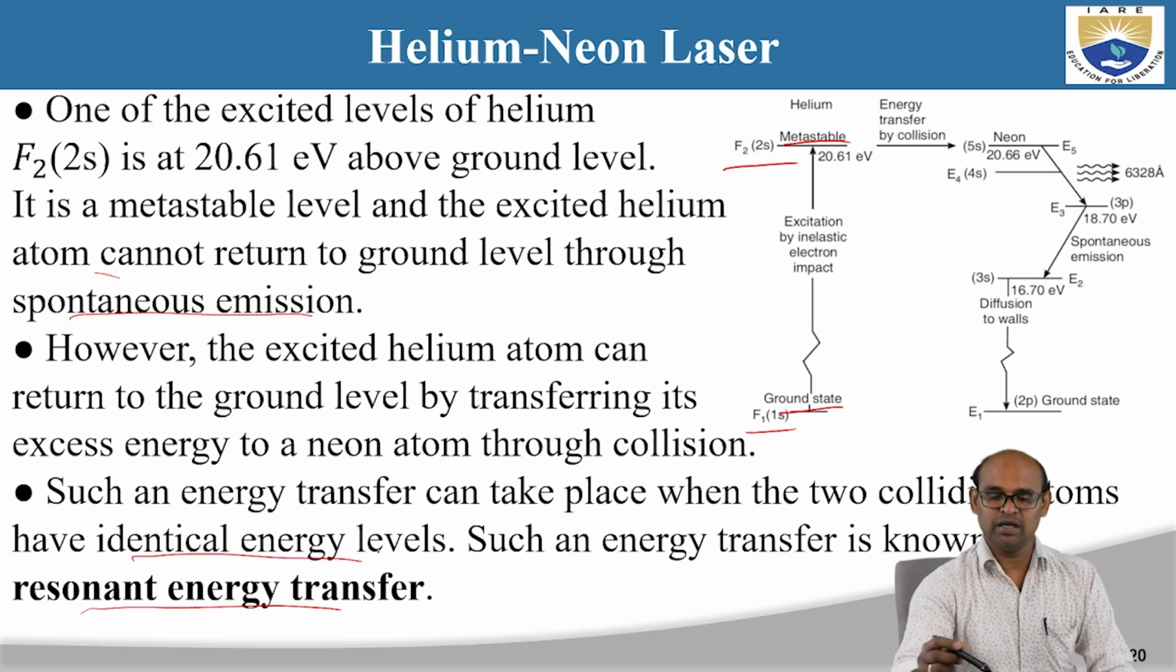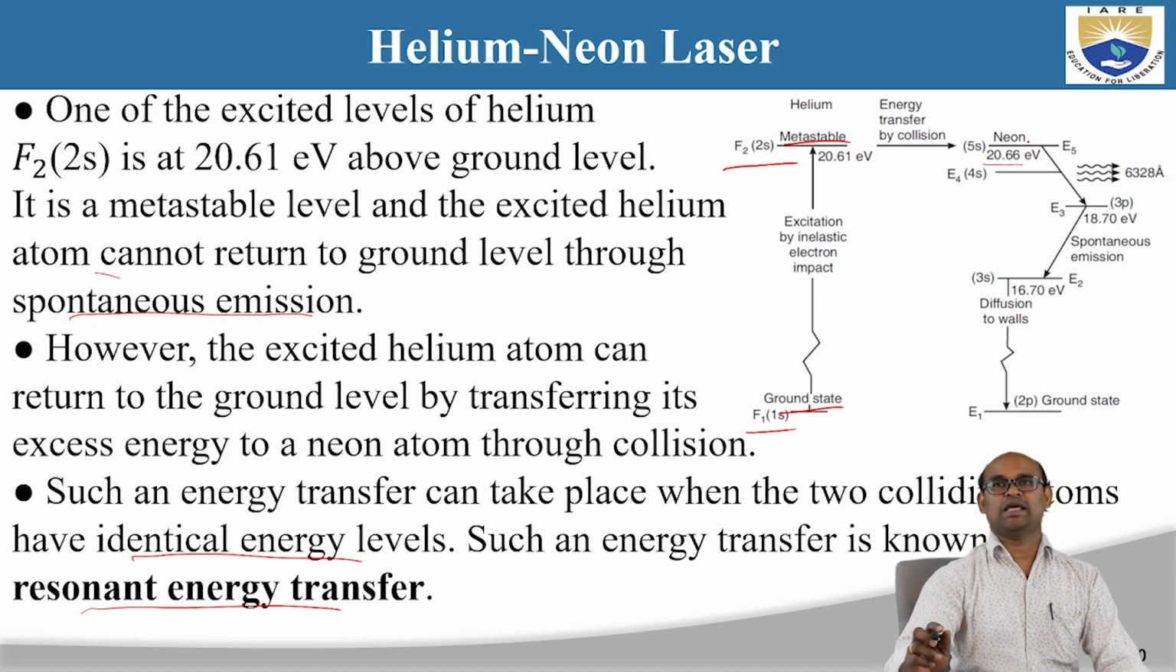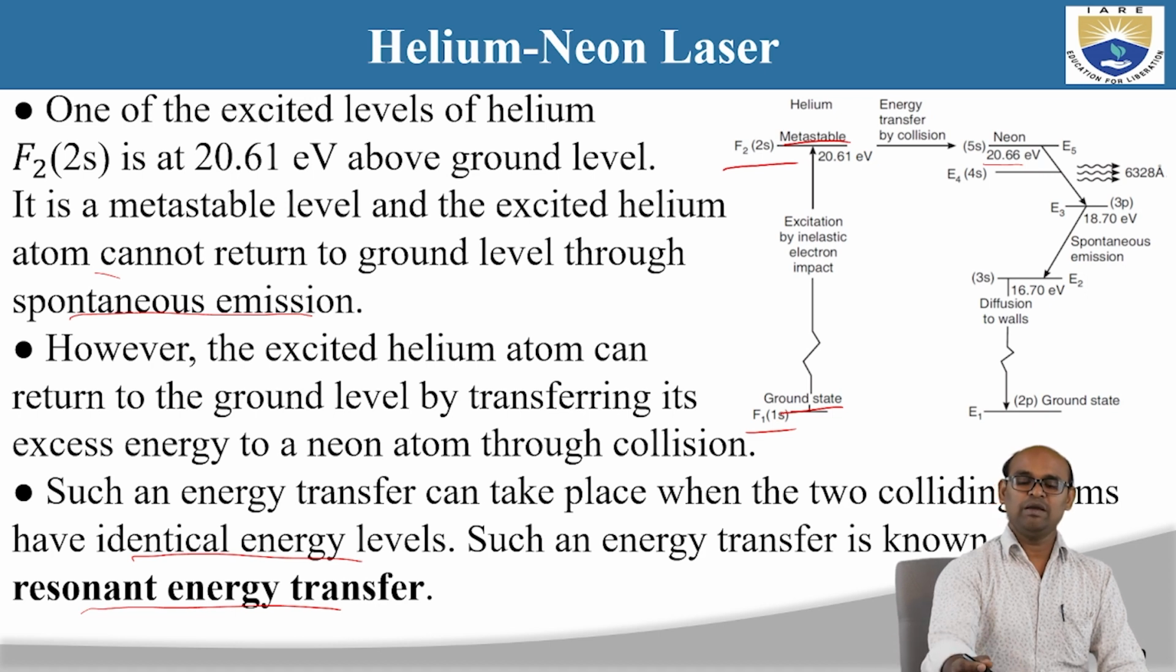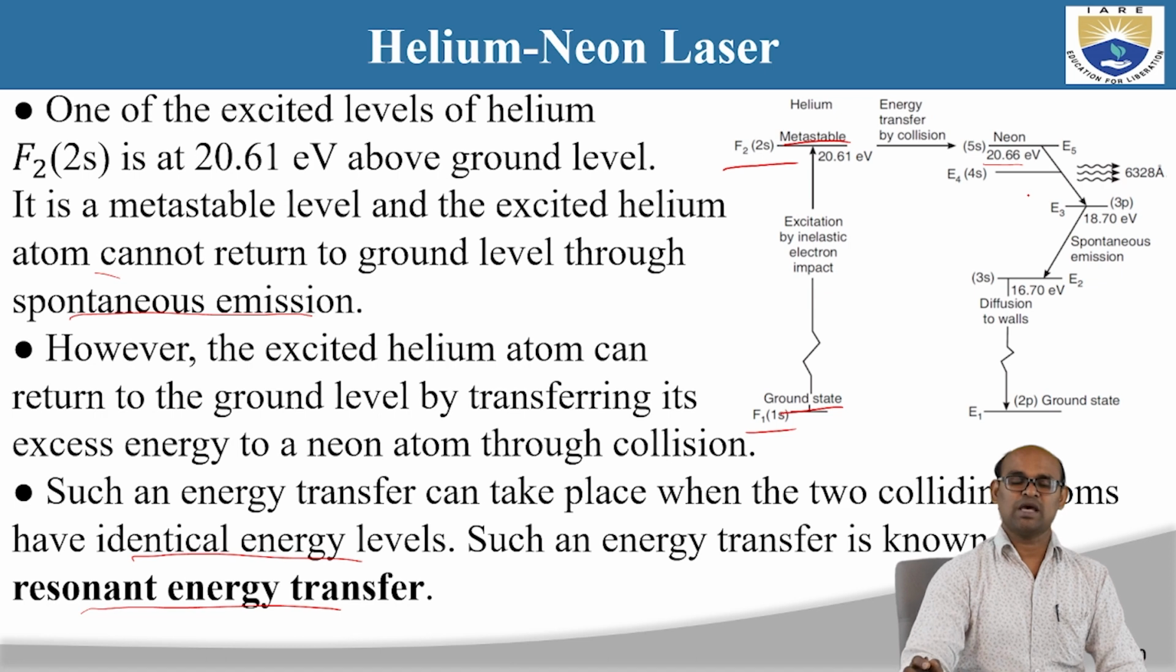For example, here the helium atom has an energy level of 20.61 electron volts, and the neon atom has an energy level of 20.66 electron volts. These two atoms have energy levels which are almost the same. That is the reason why the helium atom can transfer energy to the neon atom, because these two atoms have identical energy levels. Such transfer is called resonant energy transfer.